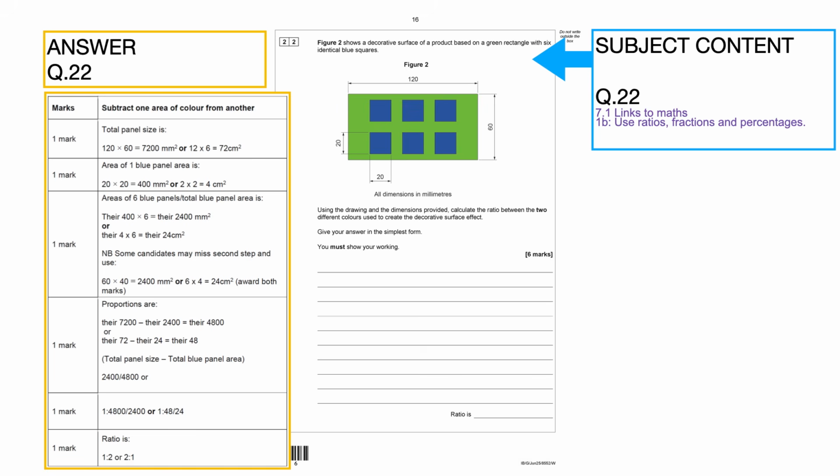So you must show your working out for this question. The ratio is 1 to 2 or 2 to 1. And to break those 6 marks down, you need to work out the total panel size, the area of one blue panel area, the areas of the 6 blue panels, the proportions, and the ratio before simplifying it down.